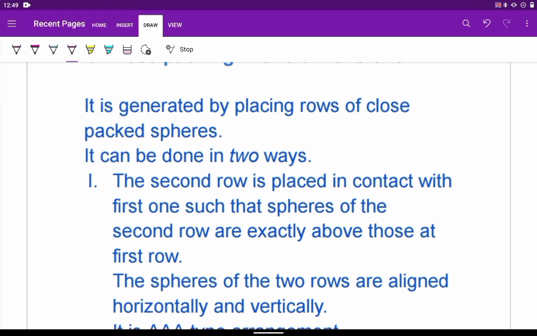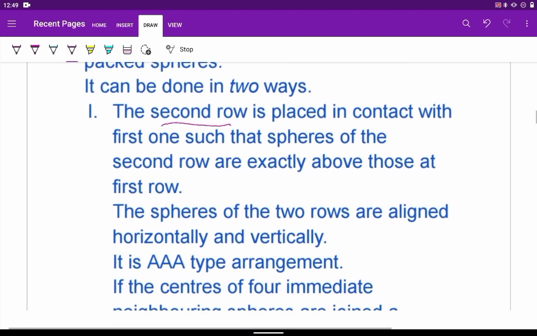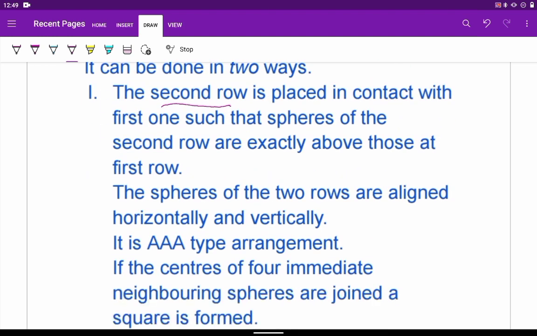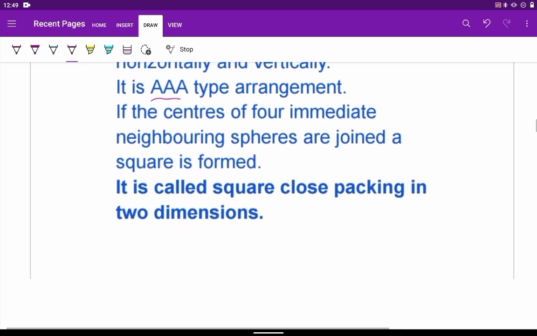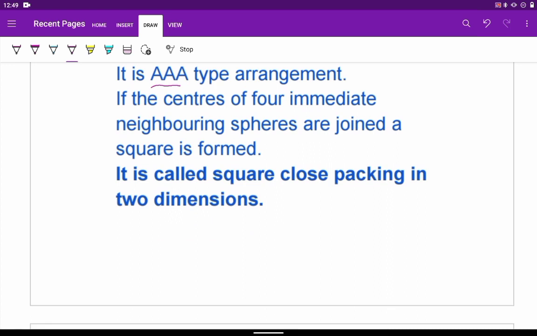First one, what we can do, the second row can be placed in contact with the first one in such a way that the spheres of the second row exactly are above that of the first row. That is, there is horizontal and vertical alignment. The spheres of the two rows are aligned horizontally as well as vertically. We will call it AAA type arrangement. We can see in this figure AAA type arrangement.